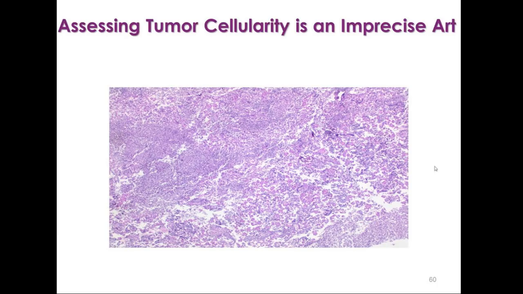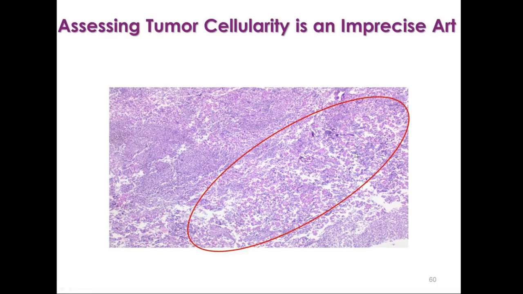Okay, in the last few minutes, I just wanted to highlight that even though it sounds simple, assessing tumor fraction is an art, and it's an imprecise art. So here's an H&E stained cell block section from an EBUS lymph node specimen that has metastatic adenocarcinoma. At this magnification, we can see there is tumor, but there are a lot of lymphocytes in the background.